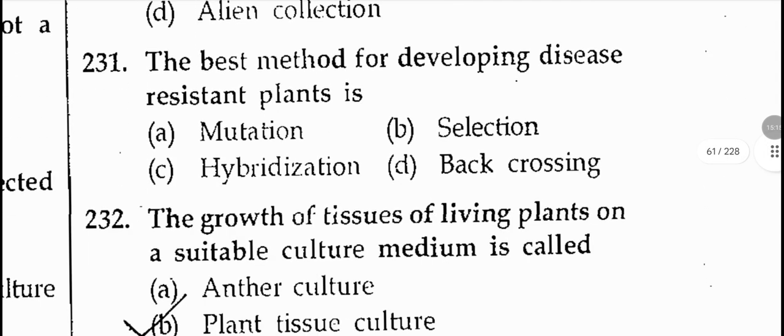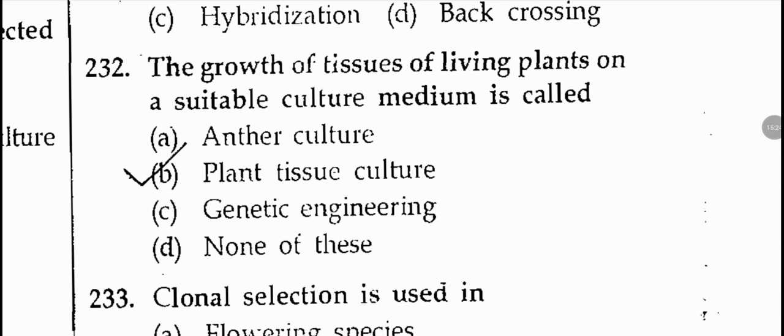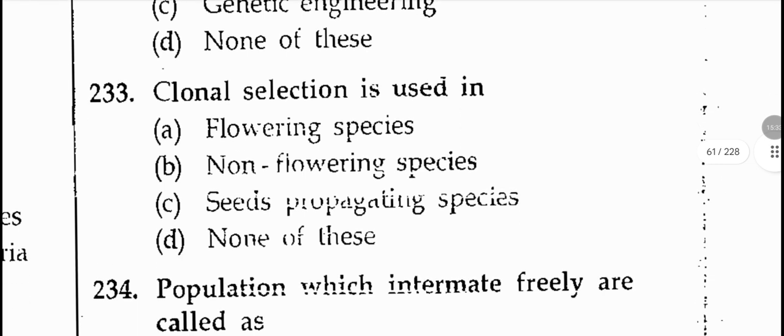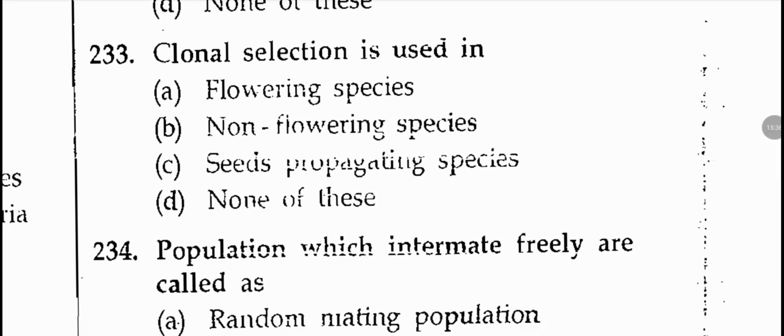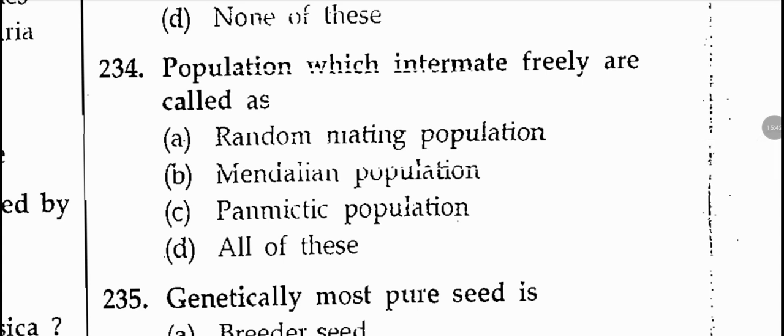Question number 231. The best method for developing disease resistant plants is, that is option C, backcrossing. Question number 232. The growth of tissue of living plants on a suitable culture media is called plant tissue culture. Question number 233. Clonal selection is used in, that is option B, the non-flowering species. Question number 234. Populations which intermate freely are called, that is option D, all of these: random mating population, Mendelian population, and panmictic population.